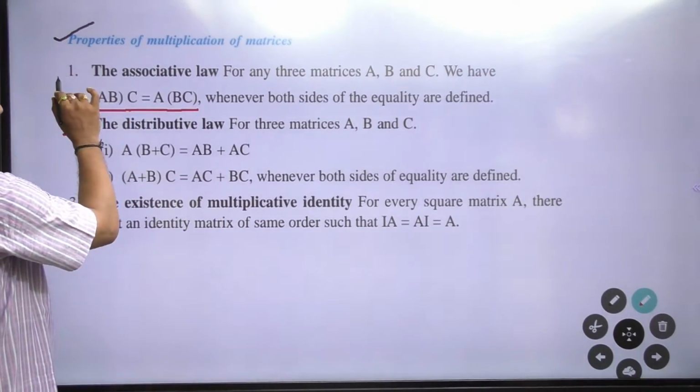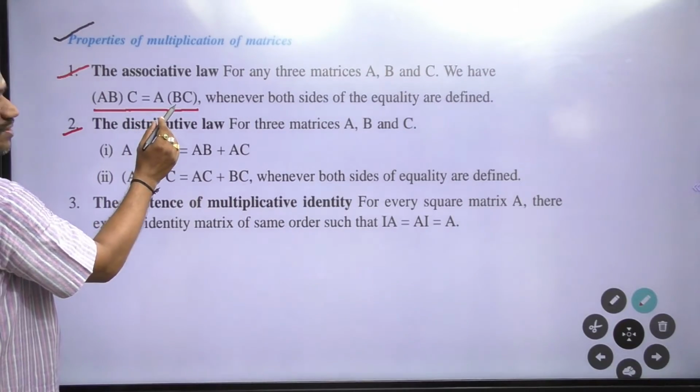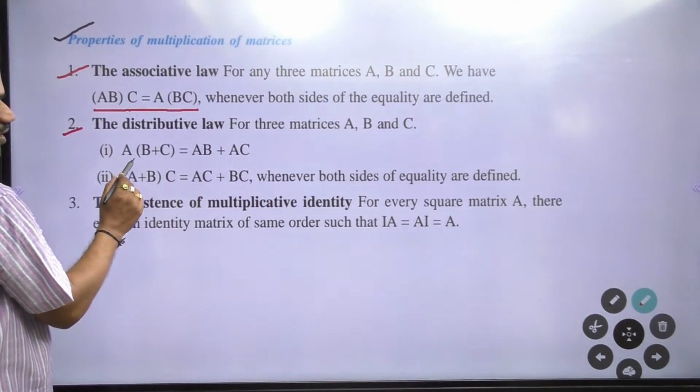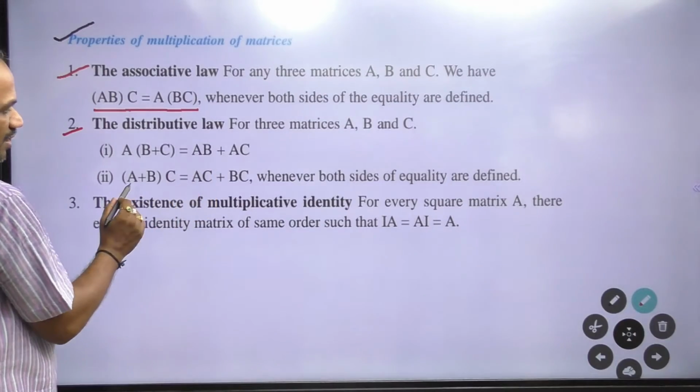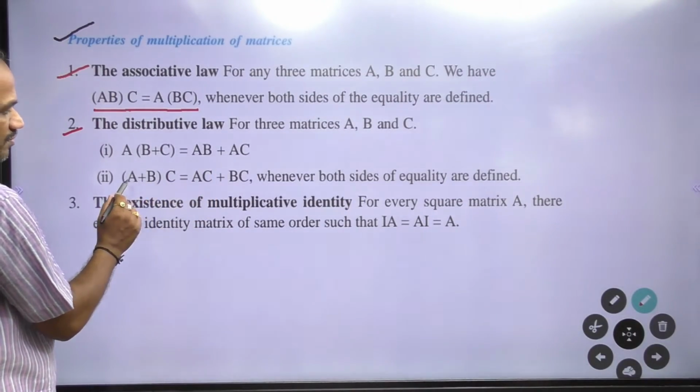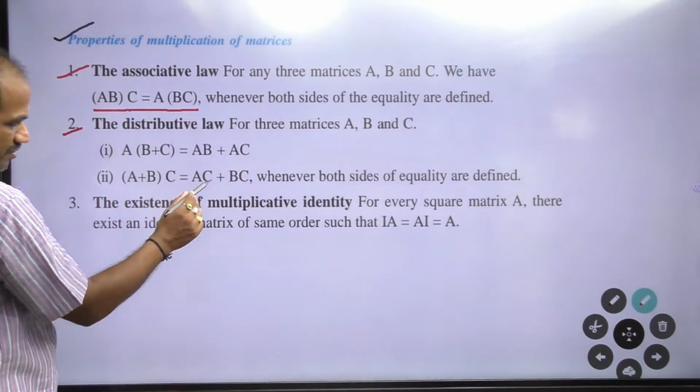The first one is the associative law, (AB)C is equal to A(BC). The distributive law, A(B plus C) is equal to AB plus AC. Next, (A plus B)C is equal to AC plus BC.